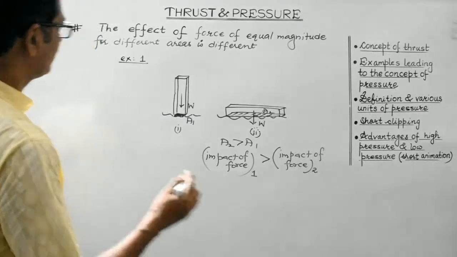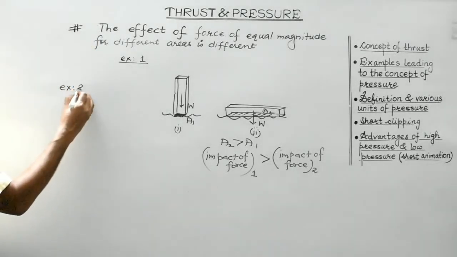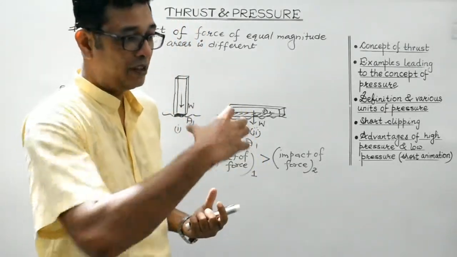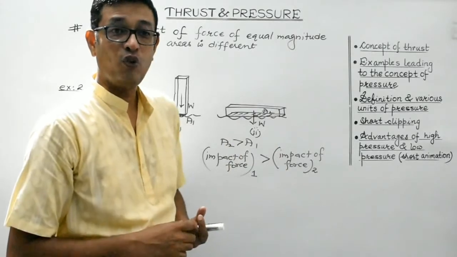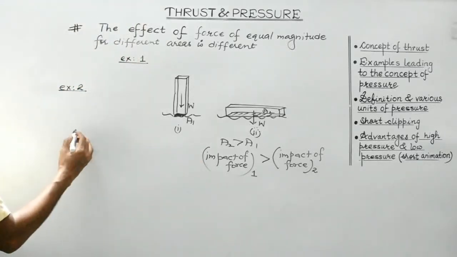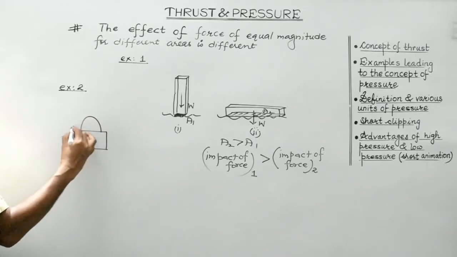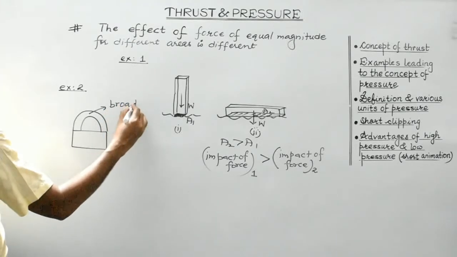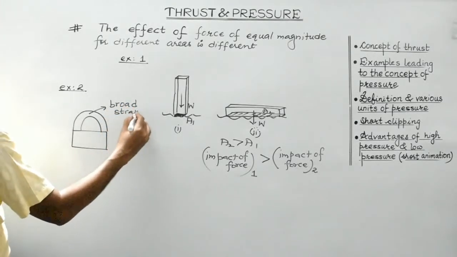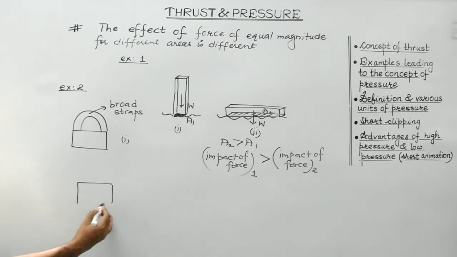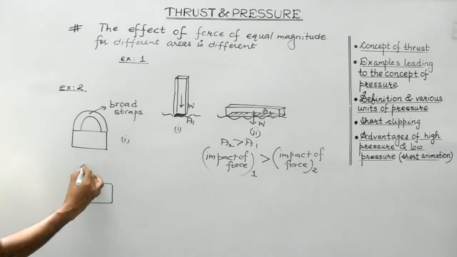Okay, students, let's consider the second example. We are aware of school bags. There are some school bags having broad straps, while there are some other school bags having narrow straps. So these are the two types of bags. Suppose one is having broad straps, B-R-O-A-D, broad straps. And in the second case, suppose the same bag is having narrow straps.